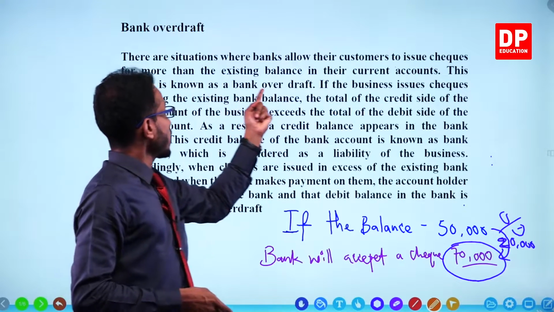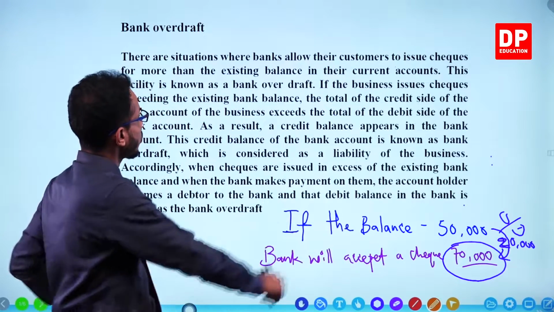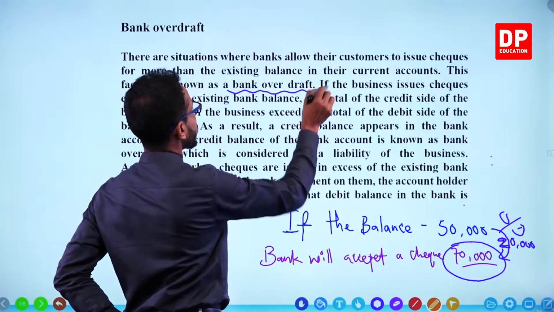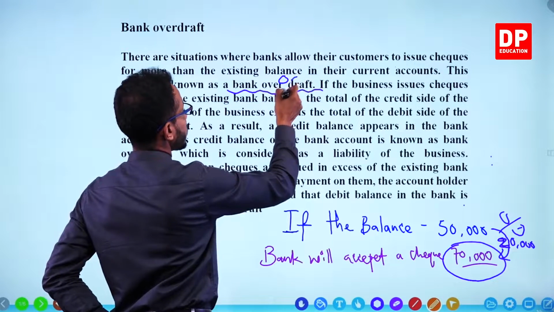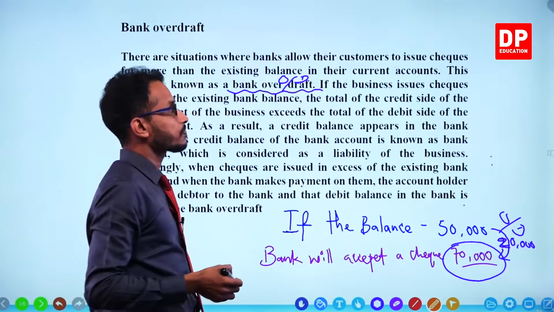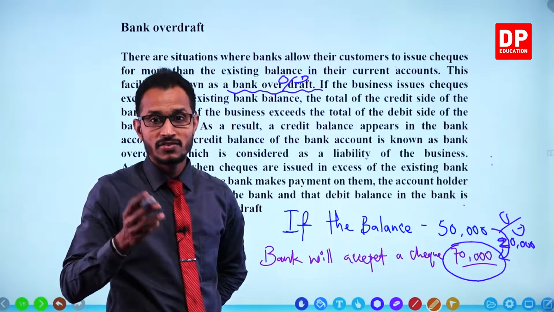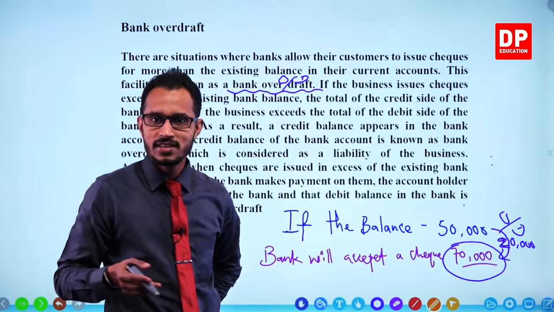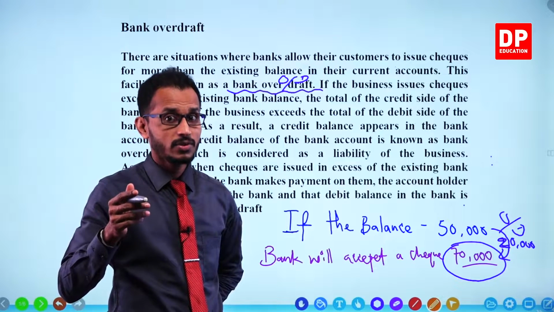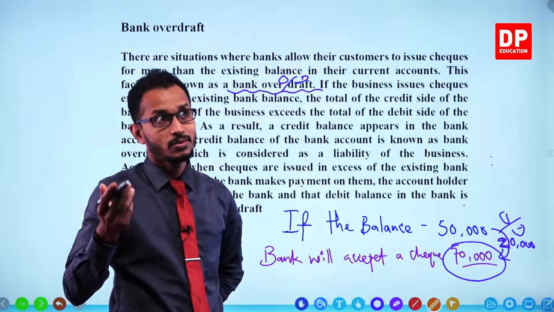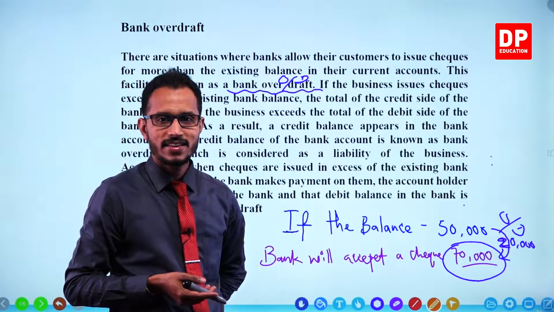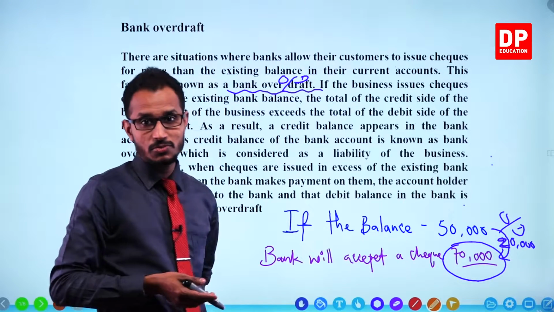So this facility is known as a bank overdraft. In short, we call it OD. That you have heard. When I say OD, some people were nodding. Yeah, that word you might have heard.